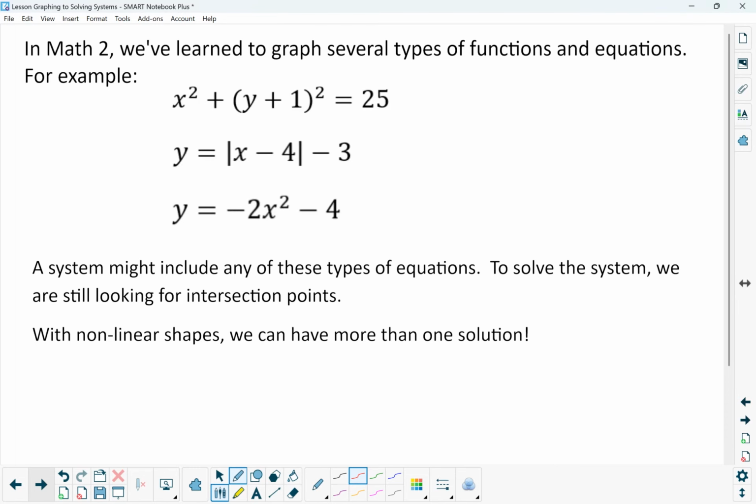Okay, in Math 2, we have learned to graph several types of functions and equations. For example, if we have x squared plus (y plus 1) squared is equal to 25, I hope you recognize that that is a circle. Or if you have y is equal to the absolute value of (x minus 4) minus 3, I hope you recognize that as a V shape. And y is equal to negative 2x squared minus 4, with that power 2 on the x, but the y is regular. That's a parabola, a U shape.